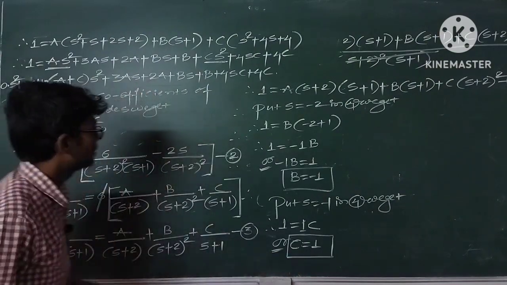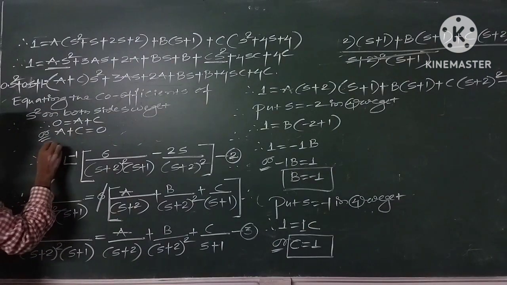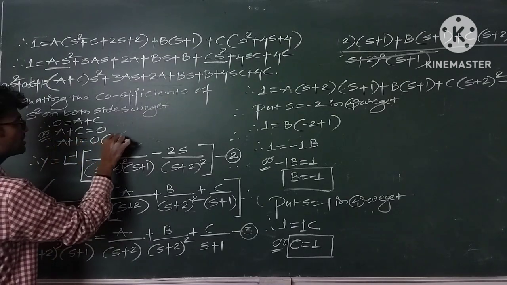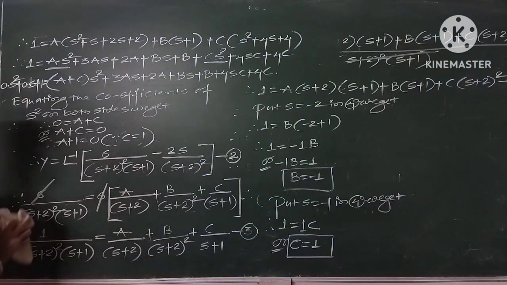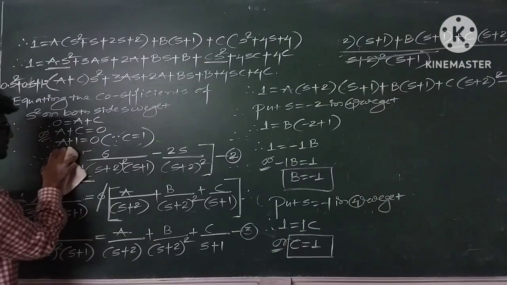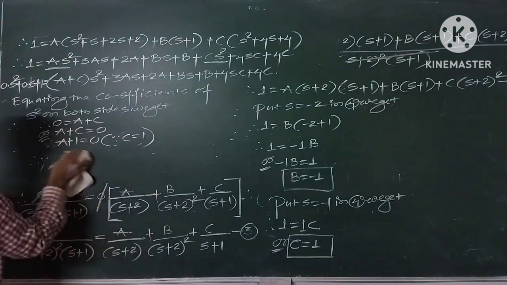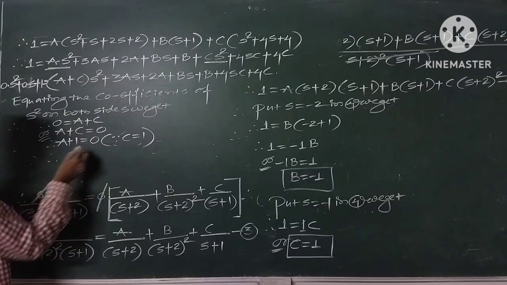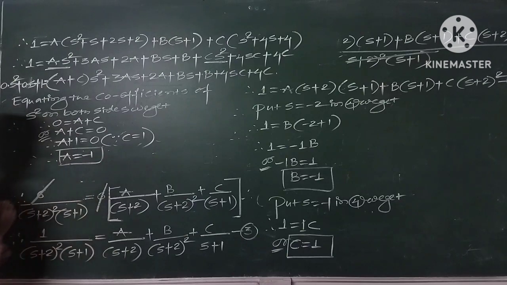So already we have the value of c, and that value is substituted here. So a plus c means a plus 1 is equal to 0, because already we have c equal to 1. So now I will write a plus 1 equal to 0, therefore a equal to minus 1 you will get.